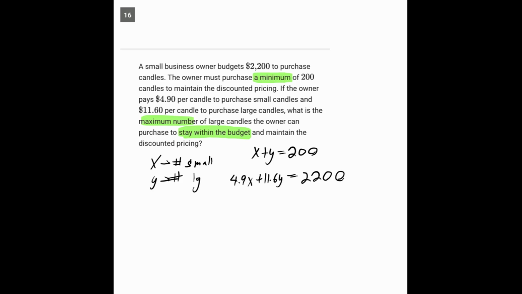Now, whenever our X's and our Y's and our numbers all line up like this, that's where you should be thinking about the elimination method, about trying to make things eliminate so that we can solve for our variable. What we really need here is the number of large candles, which is Y. So it makes sense to eliminate X. If you eliminate Y, you'd have to plug your answer back in later to get what we need. So let's start on the right foot.